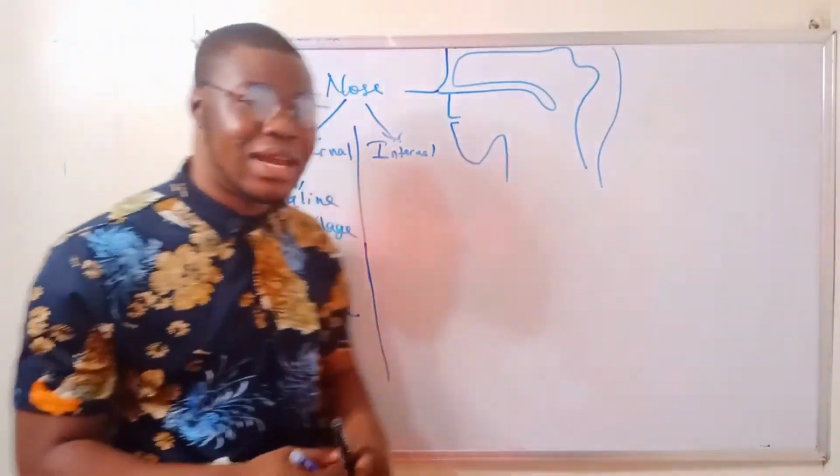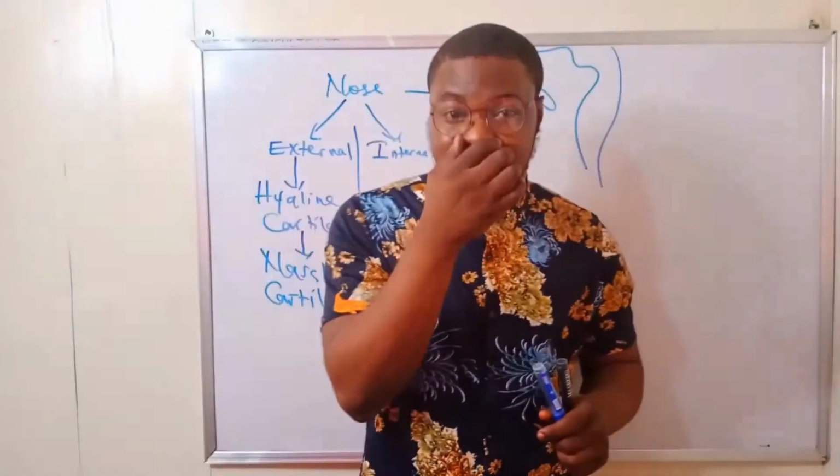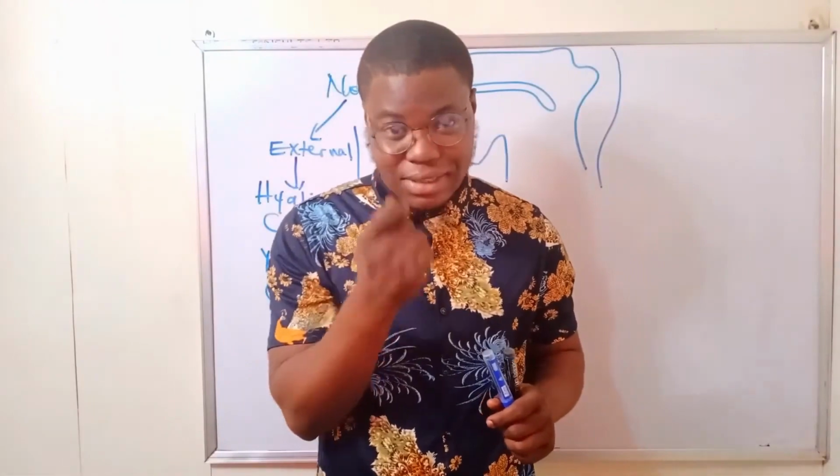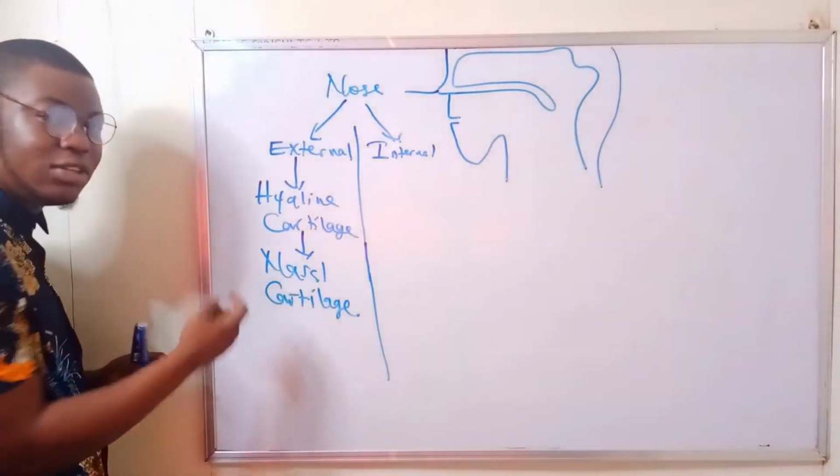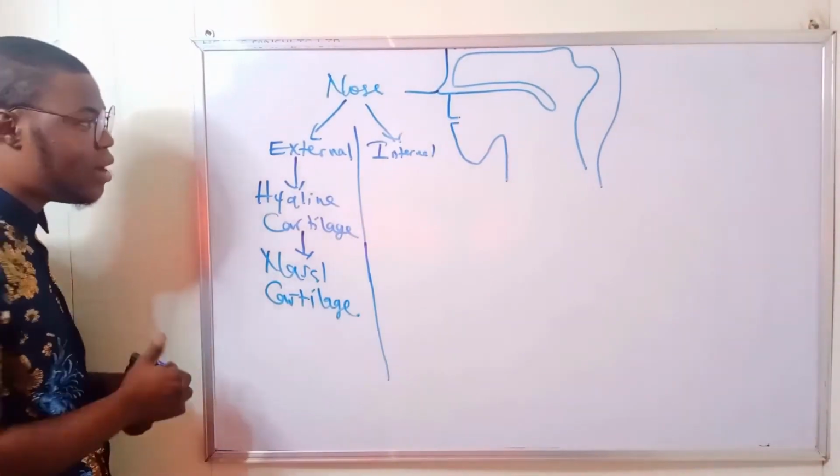So you can start by saying the external nose is the outer part of the nose made up of hyaline cartilage called nasal cartilage. It means the cartilage of the nose. As simple as that. And now talking about this internal nose.